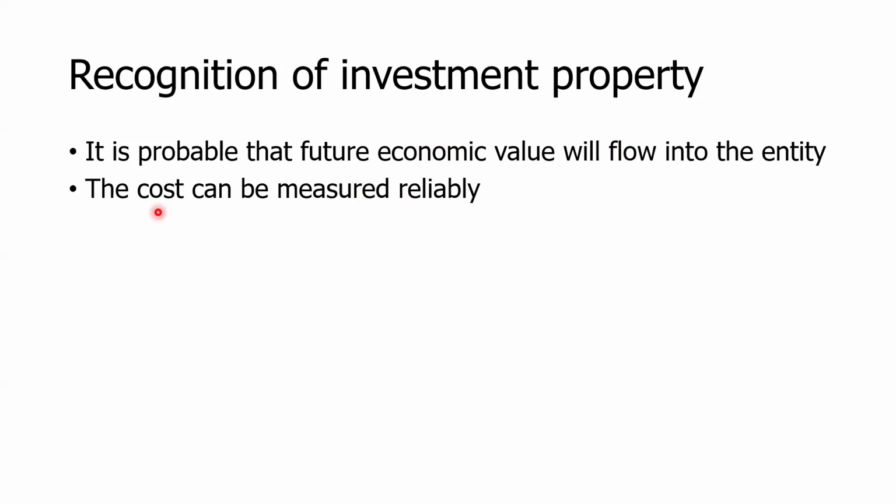Two, when the cost of the item can be measured with reliability. So when these two conditions exist, then we can recognize an item as investment property. It's the same as for PPE. I don't know if you remember recognition for PPE: probable that future economic value will flow to the entity and the cost can be measured reliably. The same thing for PPE, so it hasn't changed.